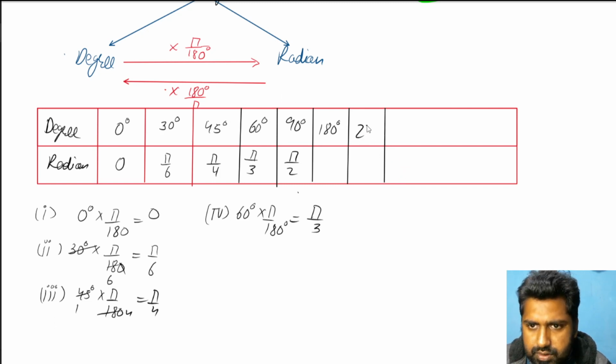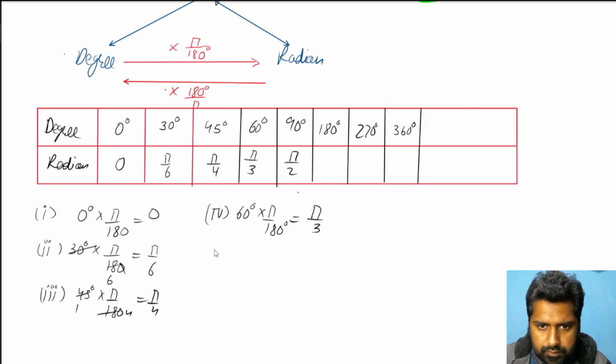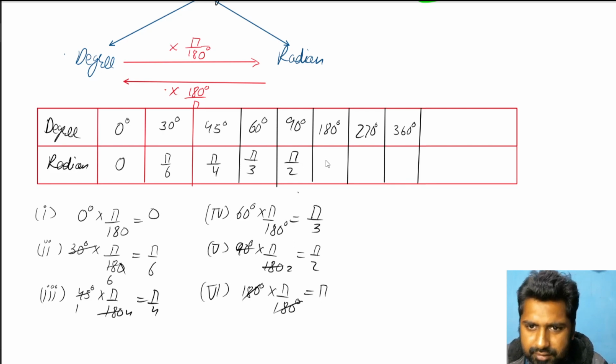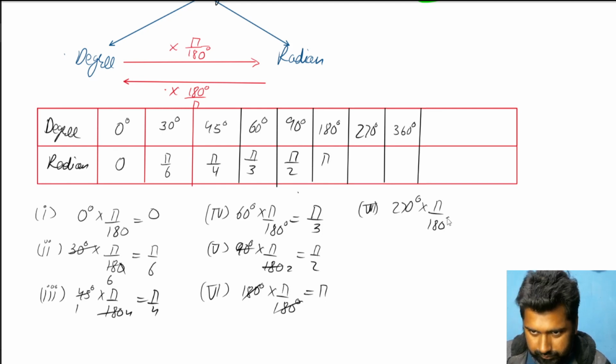180, 270, and then 360. Fourth one, 90 degree. So 90 degree, I've written pi by 2, but look at it, pi by 180. So 90 and this cancels, so it becomes pi by 2. 180 degree, if I convert this into pi, that's nothing but pi itself. So remember that pi in radian is 180 degree in degrees. Next one is 270 into pi by 180. So 90 into 3, 90 into 2, so 3 pi by 2.